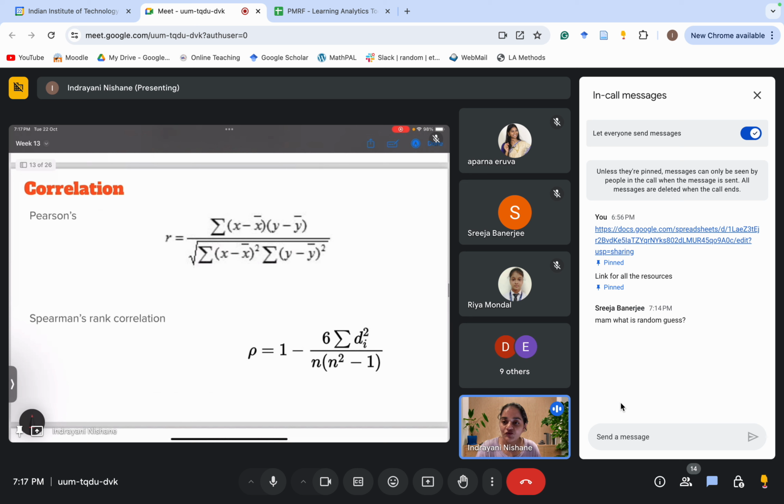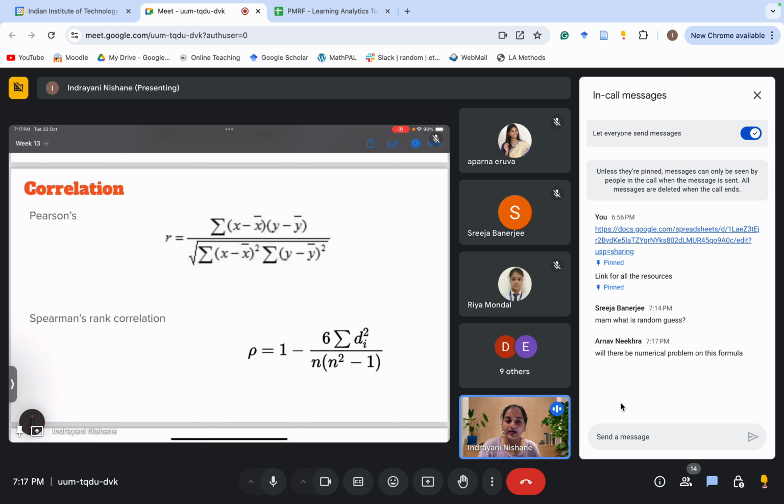These are the values for Pearson's correlation. Correlation is how these variables are correlated, or how they are influencing each other. To find that mathematically there are two types: Pearson's correlation and Spearman's correlation. Pearson's considers the data as a continuous variable, and Spearman's rank correlation ranks the data and then compares the ranks.